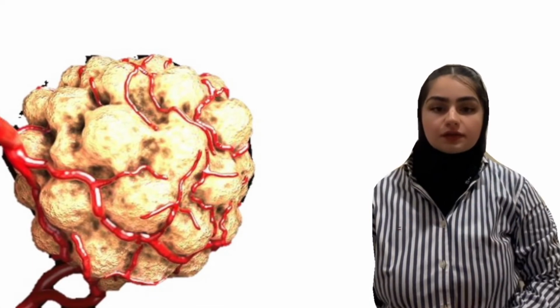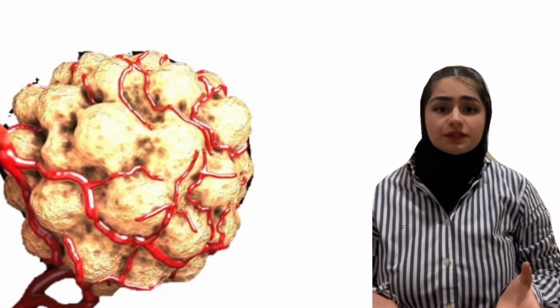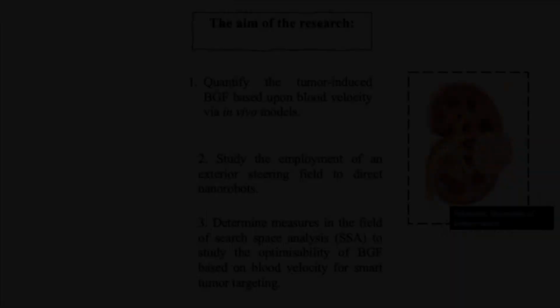Let's take a closer look at the tumor vasculature. Due to the abnormal vasculature where capillaries are compressed, a lower blood flow velocity is observed. This can be used as a biological gradient field to guide the nanorobots for smart tumor targeting.